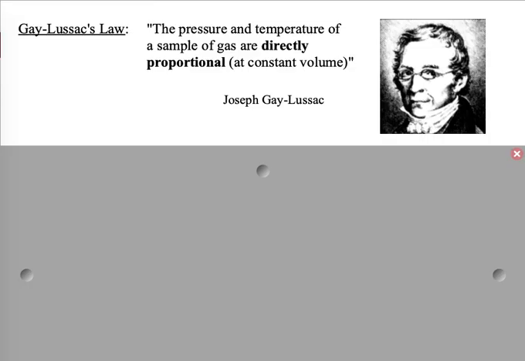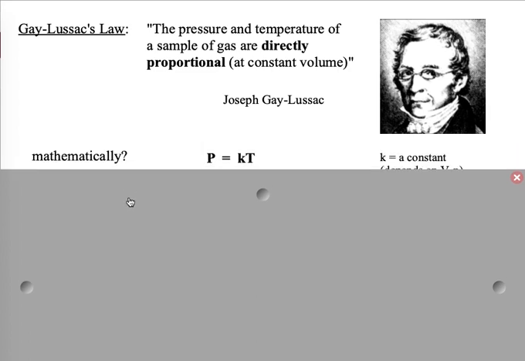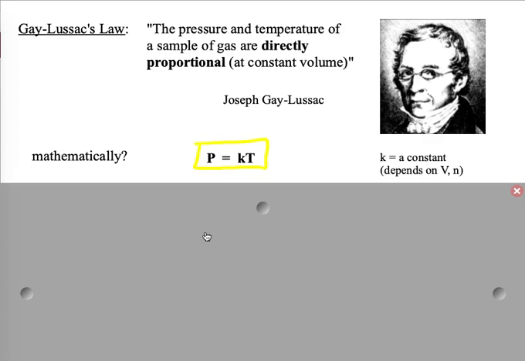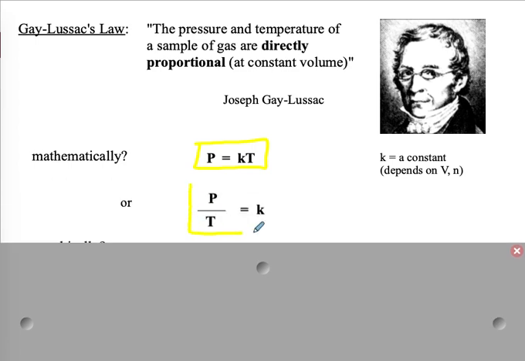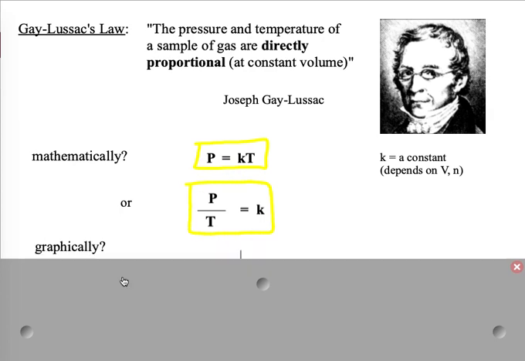This relationship was first quantified by a French scientist named Joseph Gay-Lussac, and Gay-Lussac's law says that the pressure and temperature of a sample of gas are directly proportional at constant volume. Mathematically, again, that looks like pressure equals K times temperature, where K is a constant that depends upon the constant volume and number of moles of gas in the sample, or the ratio of pressure to temperature equals a constant. What does that look like graphically?